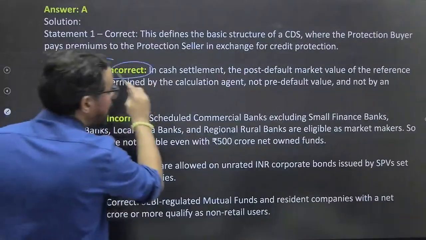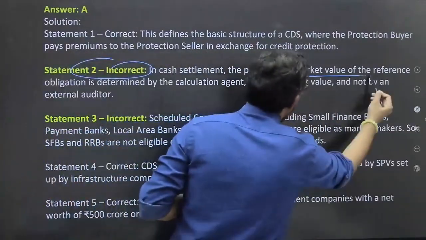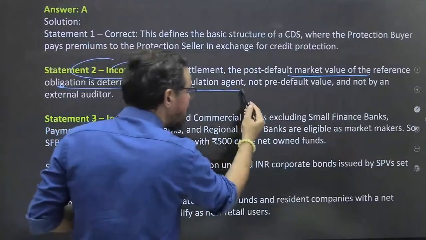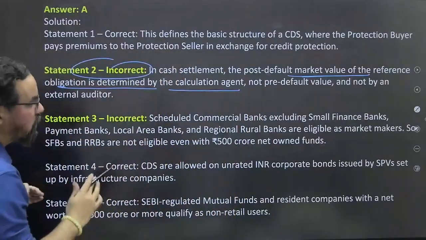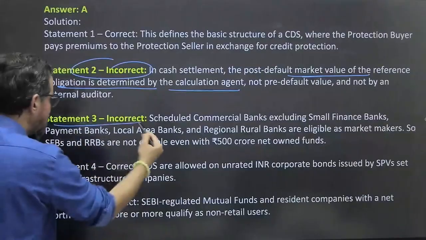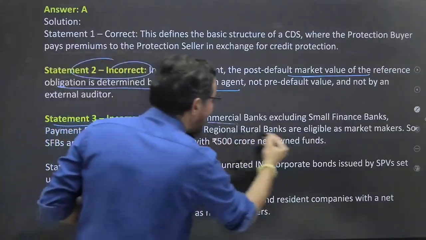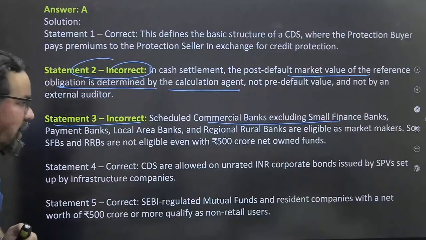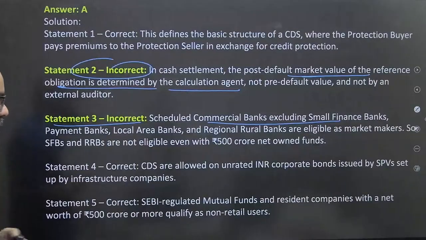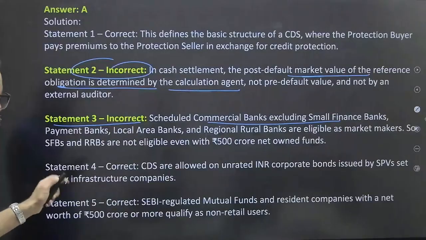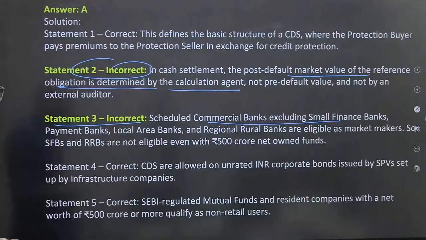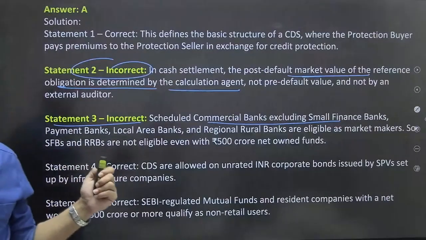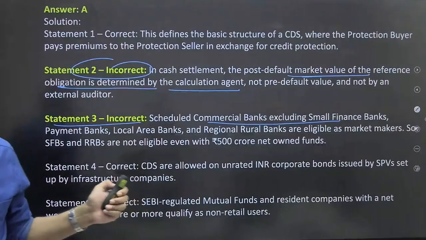So for cash settlement, the post-default market value of the reference obligation is determined by the calculation agent, not the pre-default value, and first of all not by an external auditor. Second, scheduled commercial banks excluding small finance banks, payment banks, local area banks and RRBs are eligible as market makers. So small finance banks and RRBs are not eligible for this particular one.